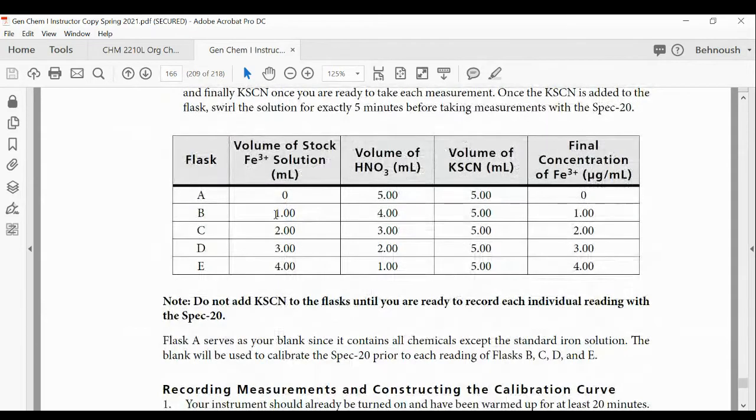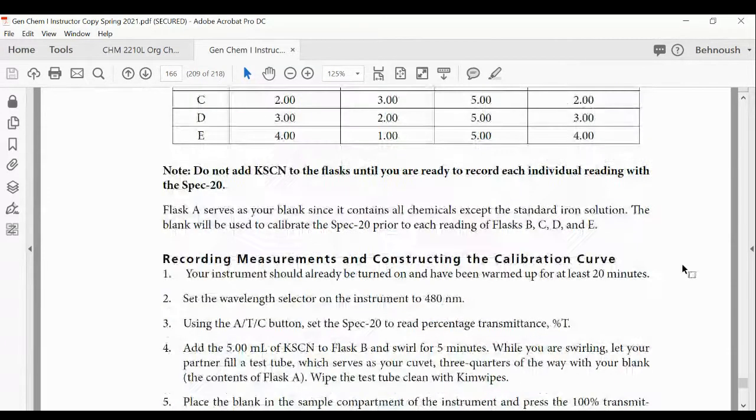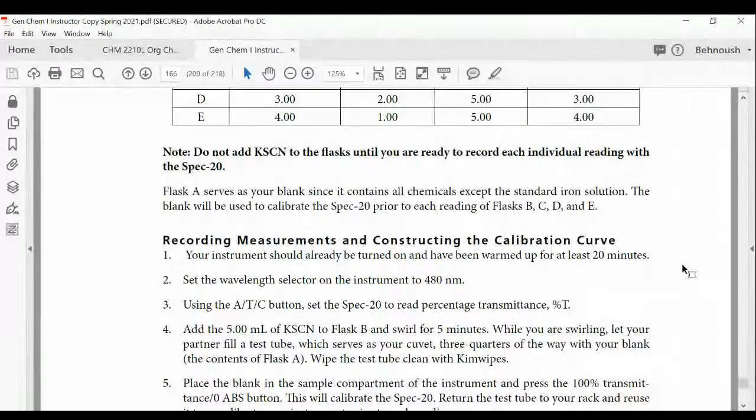So the concentration of the solution is going to be calculated based on dilution, the M1V1, because you're increasing the volume, and then you calculate the concentration based on that.